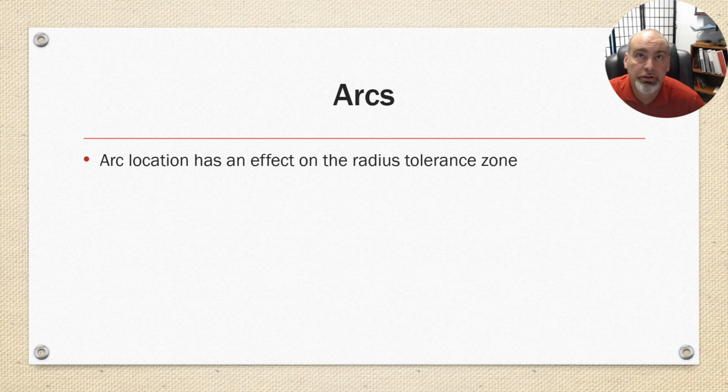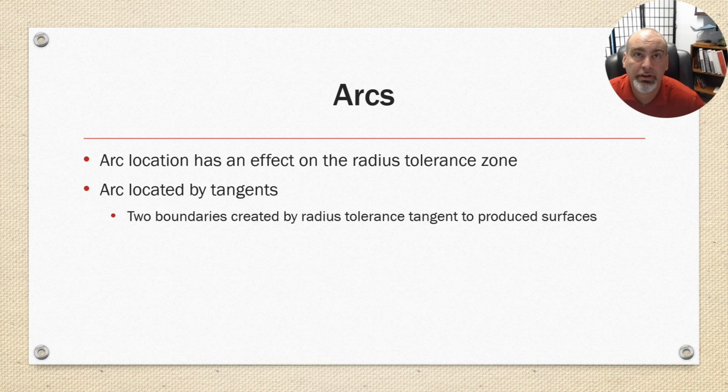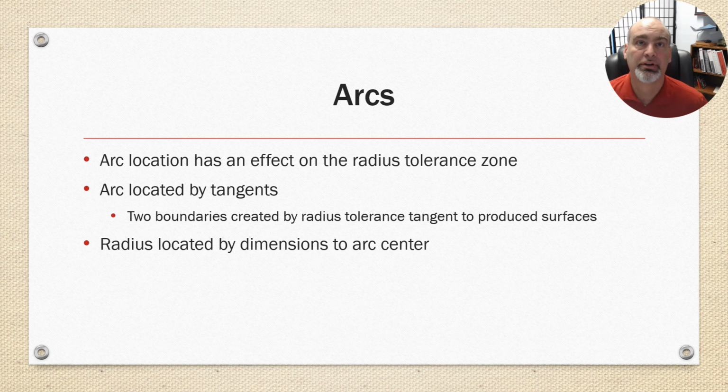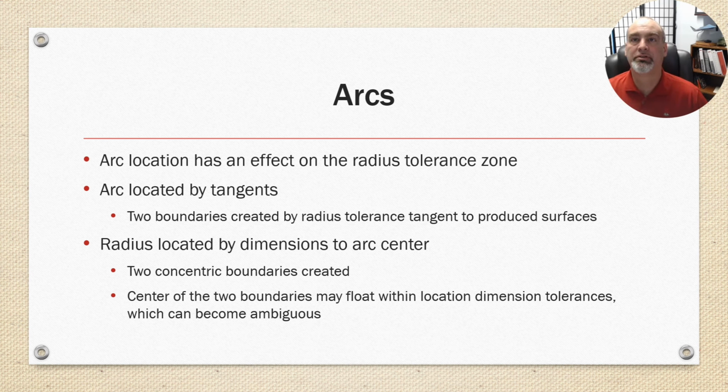Arcs. The arc location has an effect on a radius tolerance zone. For an arc located between tangents, two boundaries are created by a radius tolerance tangent to projected surfaces. The radius can be located by dimensions to an arc center where two concentric boundaries are created. The center of the two boundaries may float within the location dimension tolerances, which can become ambiguous, but it also moves with the profile. So by controlling tolerance that way, it makes blending of radiuses more effective. And with modern CNC equipment going around profiles, it's the preferred way to dimension.